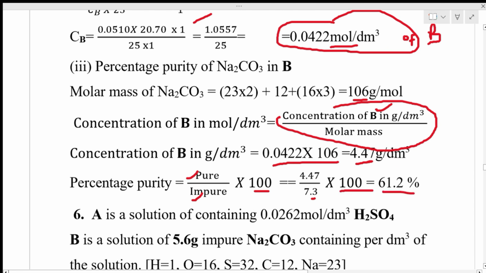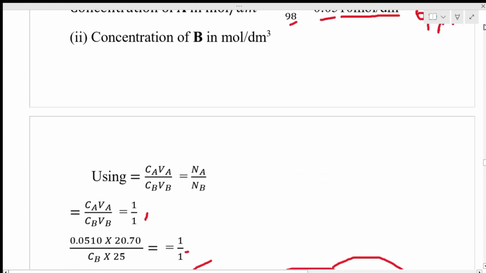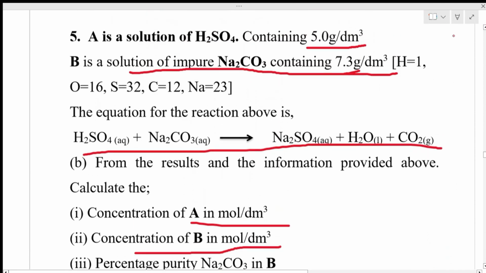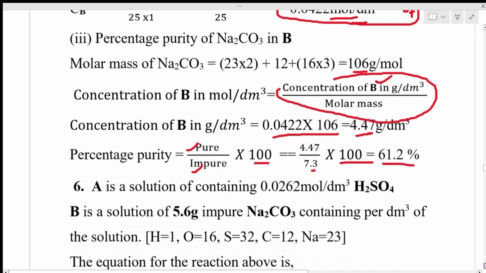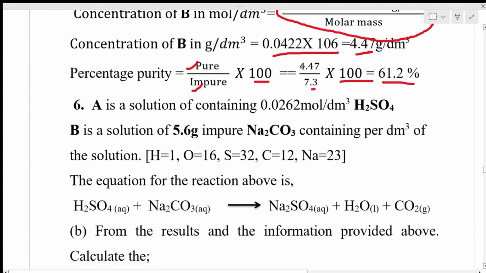Alternatively, if you do want to convert 0.0422, then you can convert the impure to mole per dm³. When you do that, it will now be mole per dm³ over mole per dm³ multiplied by 100. You still get the same answer.